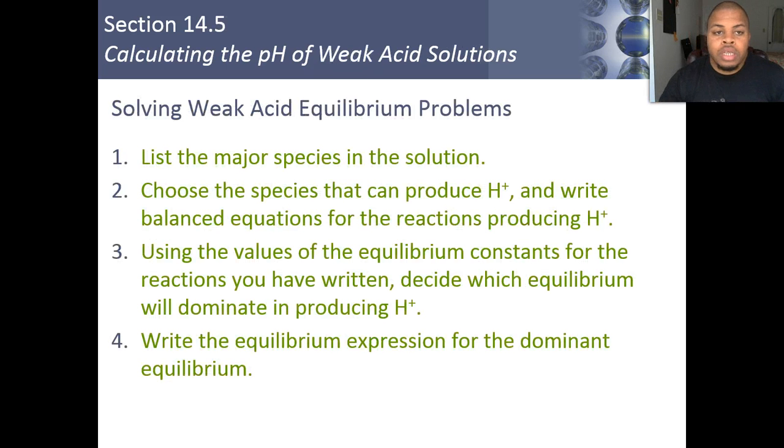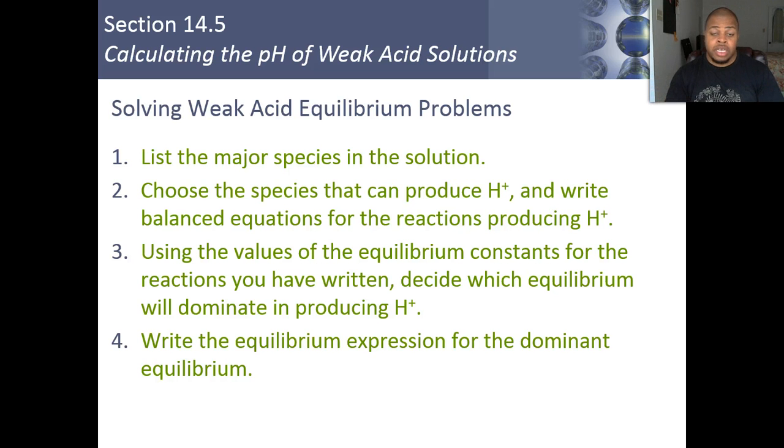Now, when we're solving weak acid equilibrium problems, again, just like we did before, we're going to list the major species in solution. We're going to choose the one that's going to produce the most hydrogen ion concentration and write the equation for that. We're going to use the equilibrium constants, the Ka values, to determine which one is going to dominate the reaction. Then we'll write the equilibrium expression.